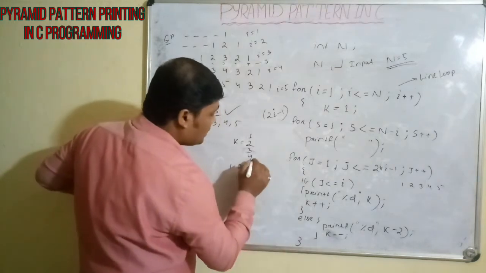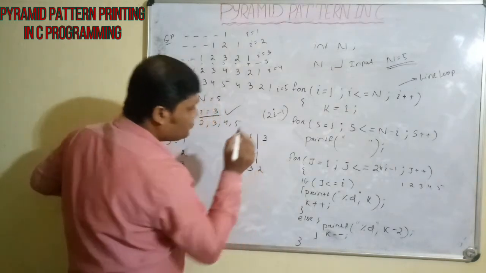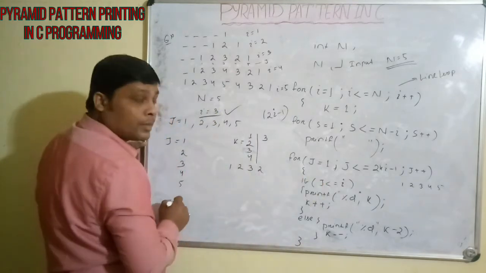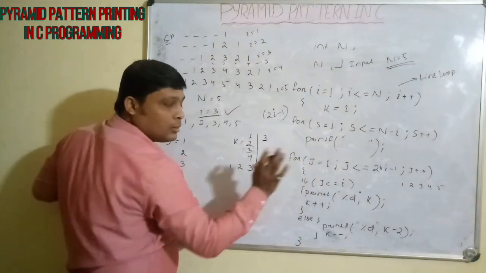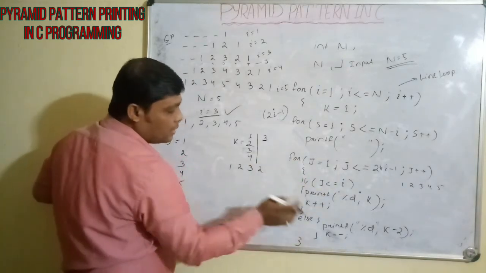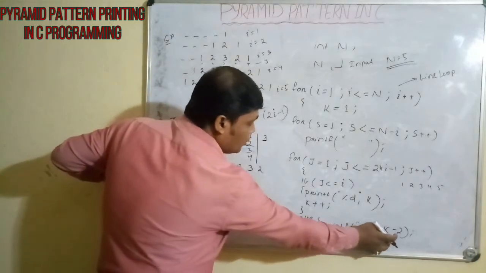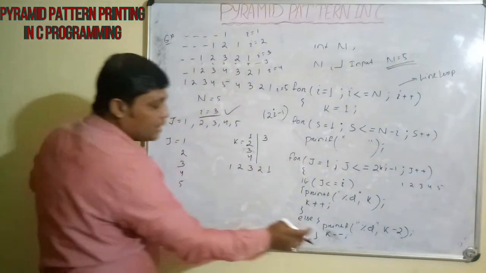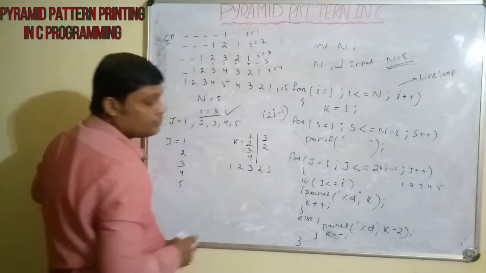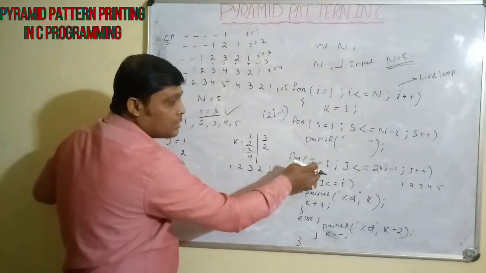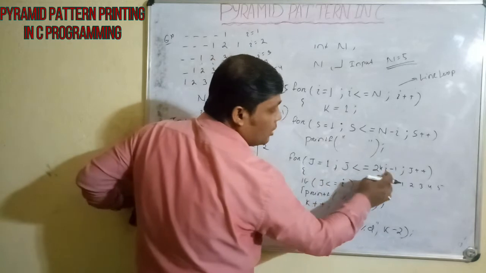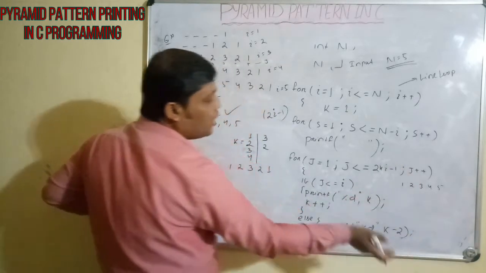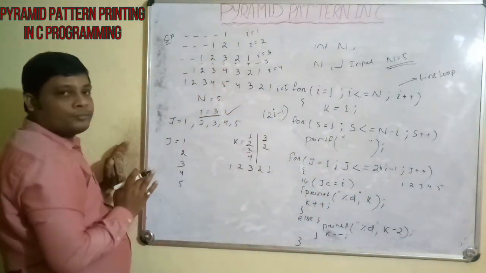After this k minus minus, k value will be 3. Next, j value will be 5. 5 less than equal to 3, condition false. It will go to the else part. It will print k minus 2. K value is 3, 3 minus 2, that is 1. Now k minus minus, this will be 2. When j value will be 6, 6 less than equal to 2 into 3 minus 1, that is 5. Clear? 6 less than equal to 5, condition false. It will go out of j loop.